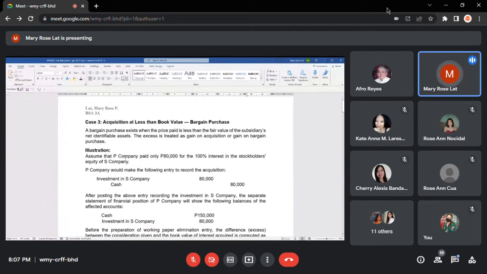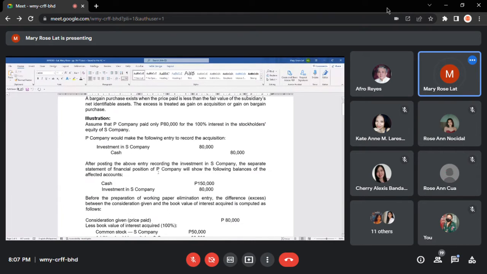Illustration. Assume that P Company paid only 80,000 for the 100% interest in the stockholders' equity of S Company. P Company would make the following entry to record the acquisition. Debit investment in S Company 80,000, credit cash 80,000. After posting the above entry recording the investment in S Company, the separate statement of financial position of P Company will show the following balances of the affected accounts. Cash 150,000, investment in S Company 80,000.